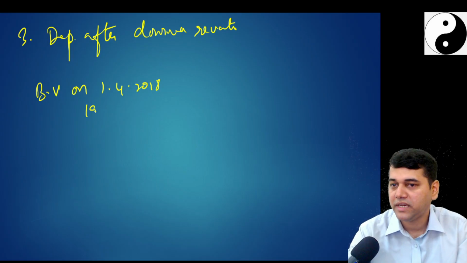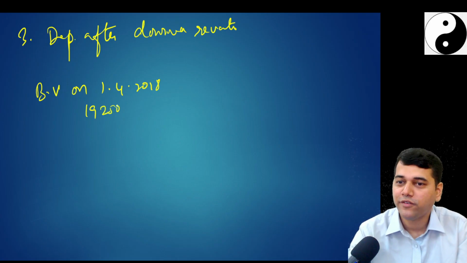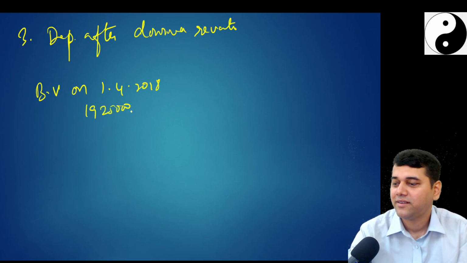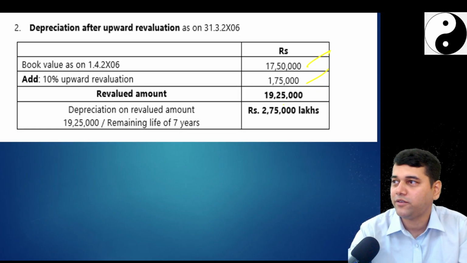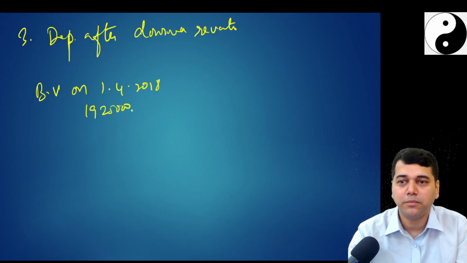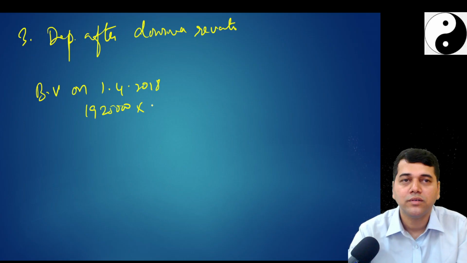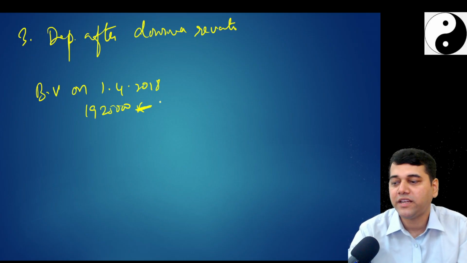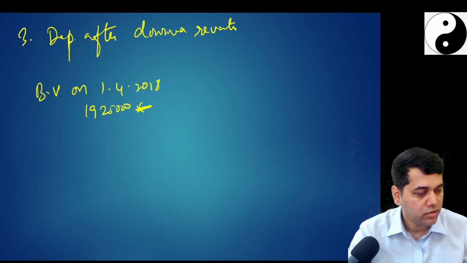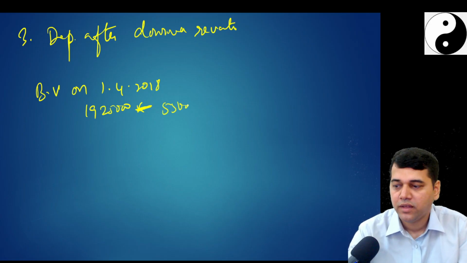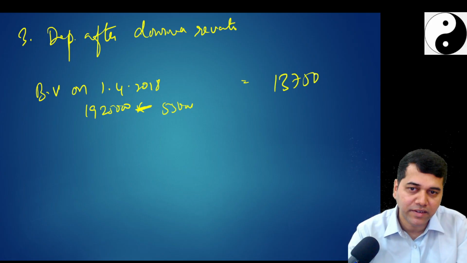1 lakh, 19 lakh 25? 19.25, no? 17 lakh 50. You see here, 17 lakh 50 plus 1 lakh 75, 19 lakh 25, no? So this minus how much? 2 lakh 75 into 2. Okay, how much does it come to? 5 lakh 50 gives you 13 lakh 75,000.